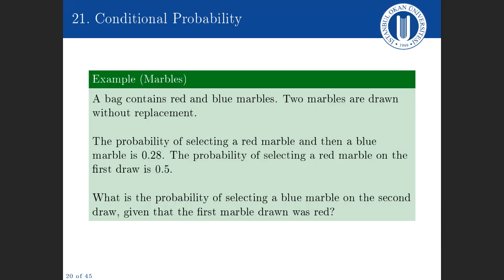For example, a bag contains red and blue marbles. 2 marbles are drawn without replacement. The probability of selecting a red marble and then a blue marble is 0.28. The probability of selecting a red marble on the first draw is 0.5. What is the probability of selecting a blue marble on the second draw if we already know that the first marble was red?